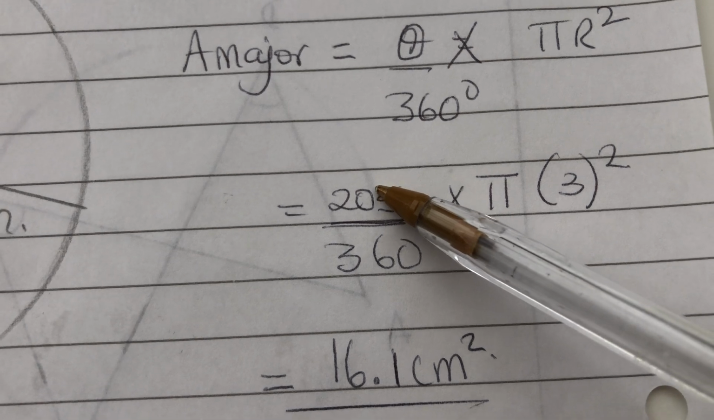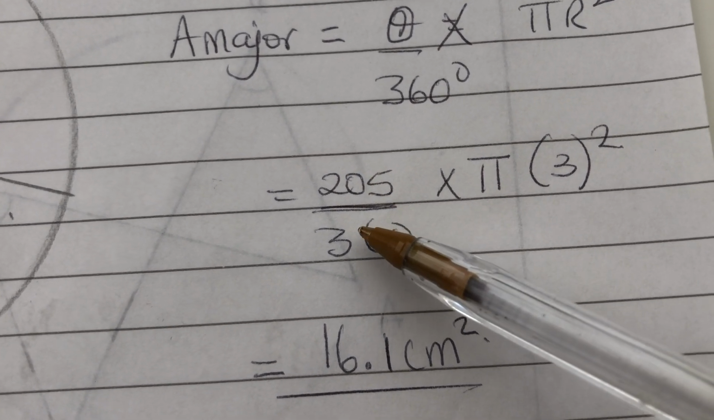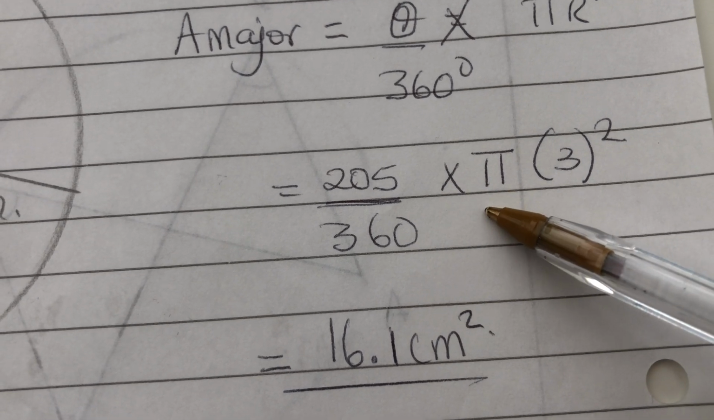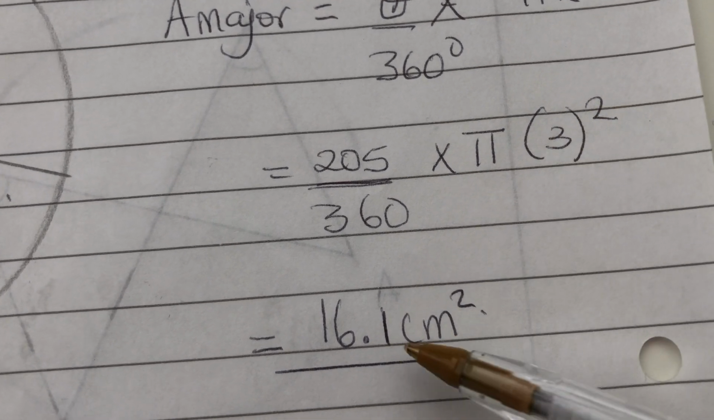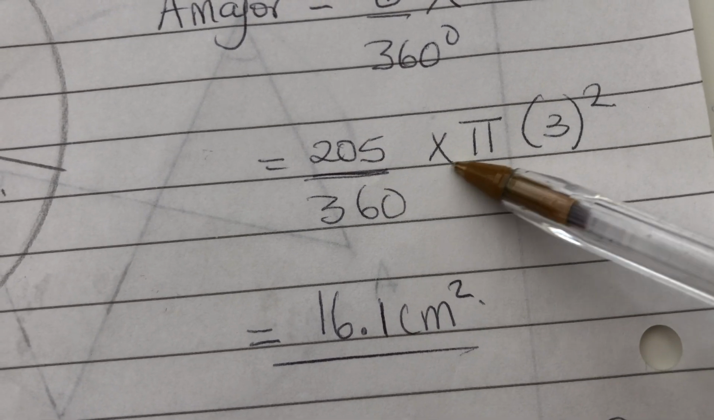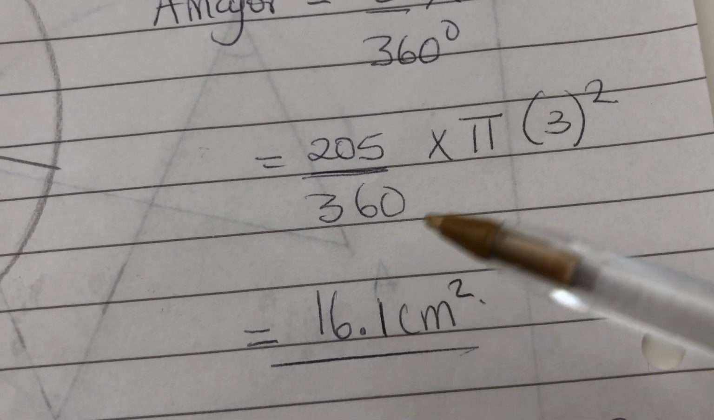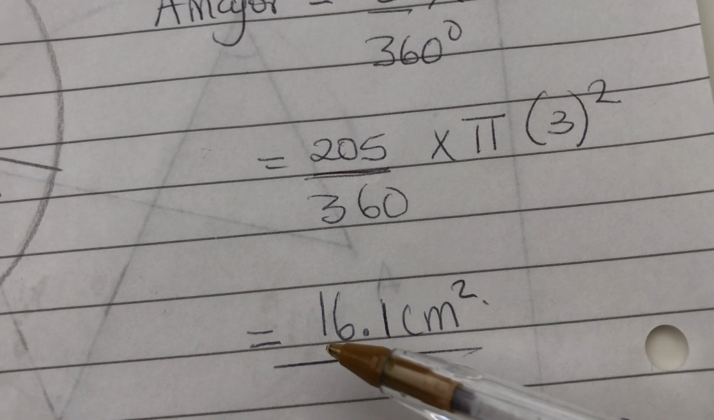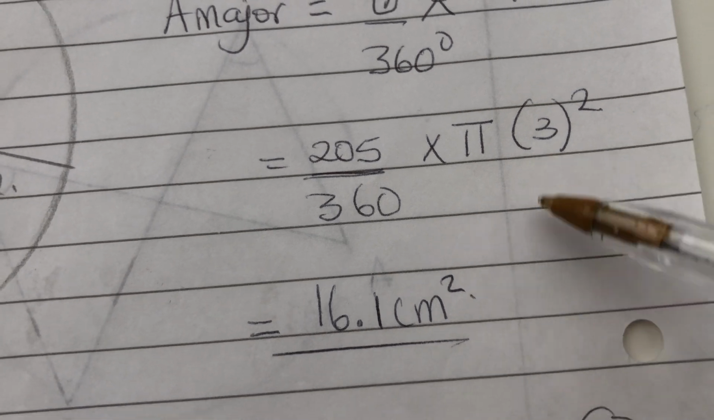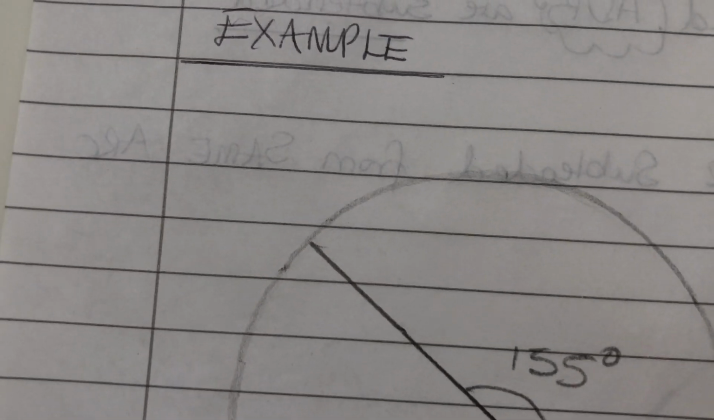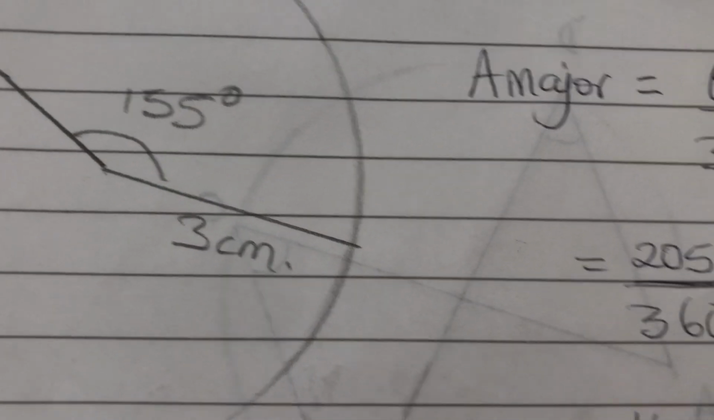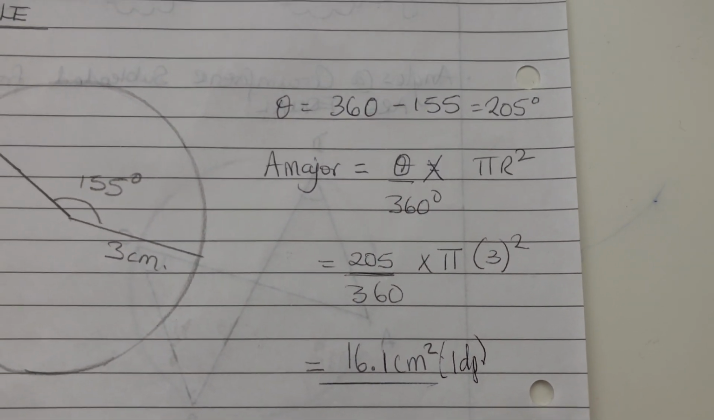So if you do 205 divided by 360 times pi times 3 all squared, then when you simplify with the calculator, it is 116.1 centimeters squared, to 1 decimal place.